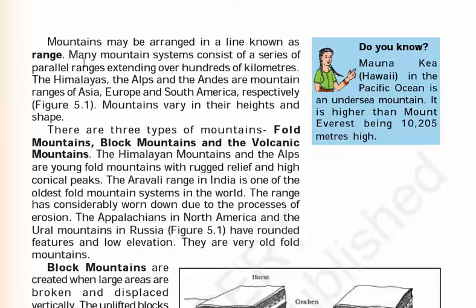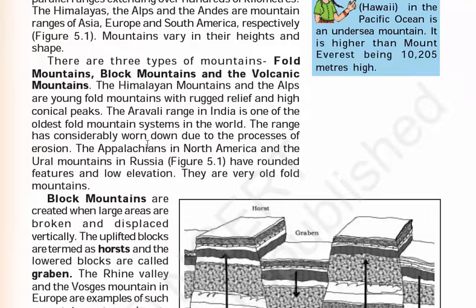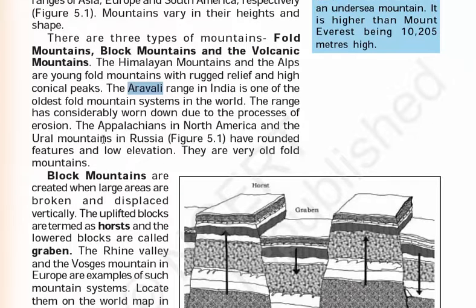So in page 3, we'll read about different types of mountains. There are three types of mountains: fold mountains, block mountains and volcanic mountains. Let's read about fold mountains. The Himalayan mountains and the Alps are young fold mountains. And the Aravalli range in India is one of the oldest fold mountain systems in the world. Some of the old mountains are the Ural Mountains, which are between Asia and Europe, and then the Appalachians in North America. They are old fold mountains.